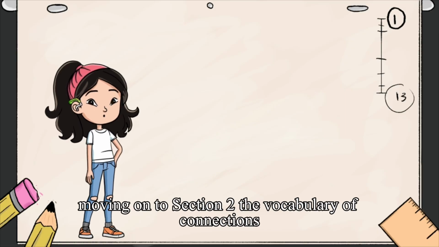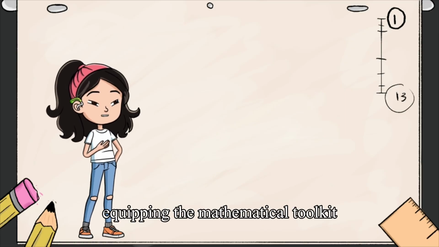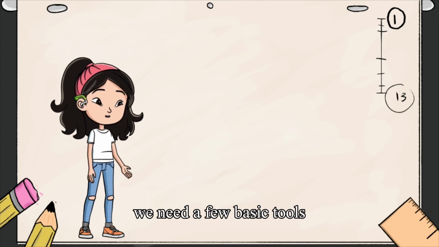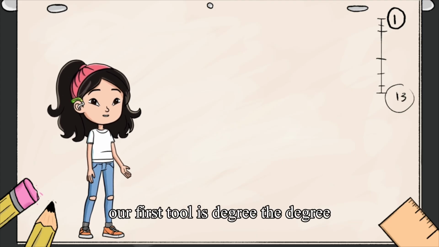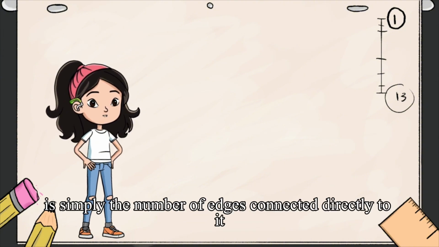Moving on to Section 2, the vocabulary of connections, equipping the mathematical toolkit. To make sense of massive networks, we need a few basic tools. Our first tool is degree. The degree of a vertex is simply the number of edges connected directly to it.